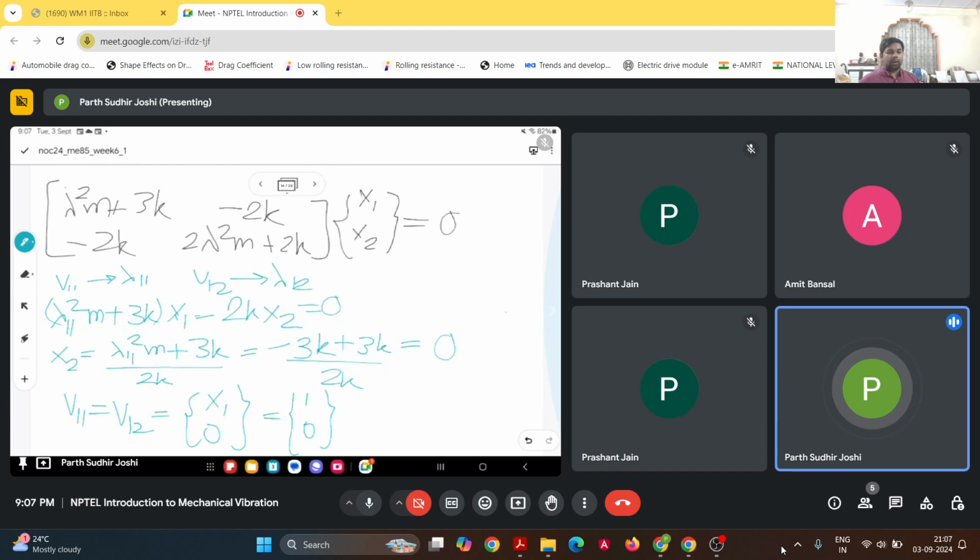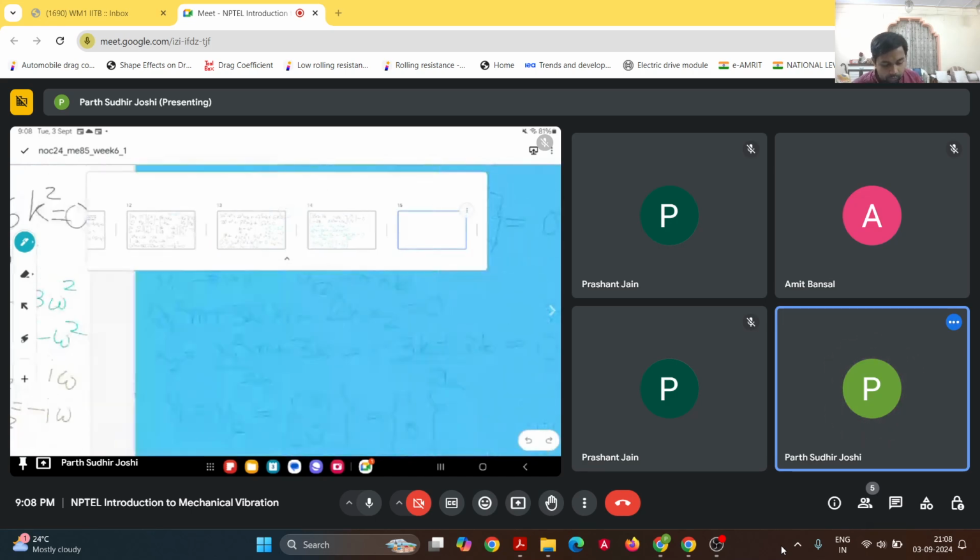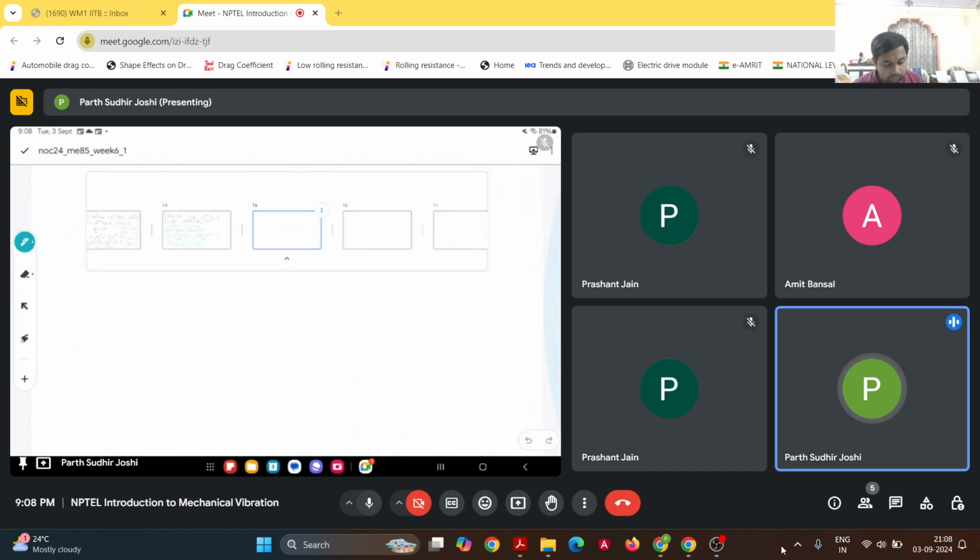Similarly, you can find the eigenvectors V21 and V22 by substituting the eigenvalues lambda 21 and lambda 22. We will get the relation between x1 and x2 corresponding to that root, and that will be the eigenvector V21 and V22. So let's try that.